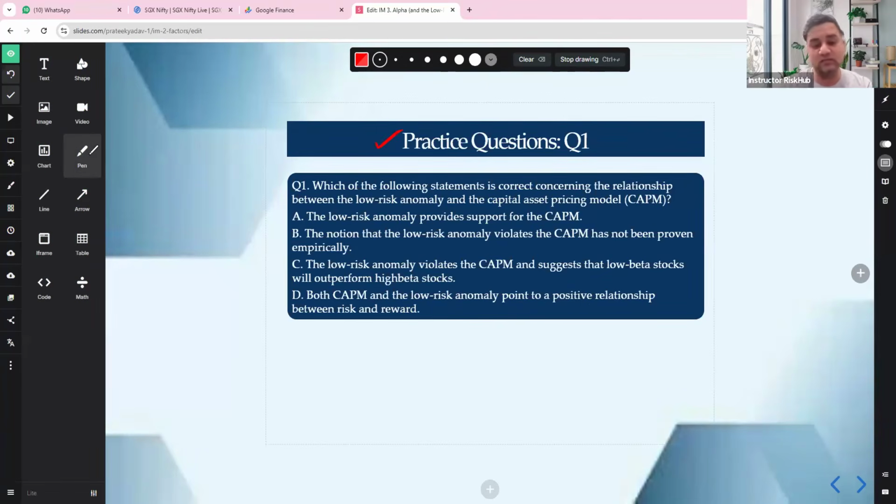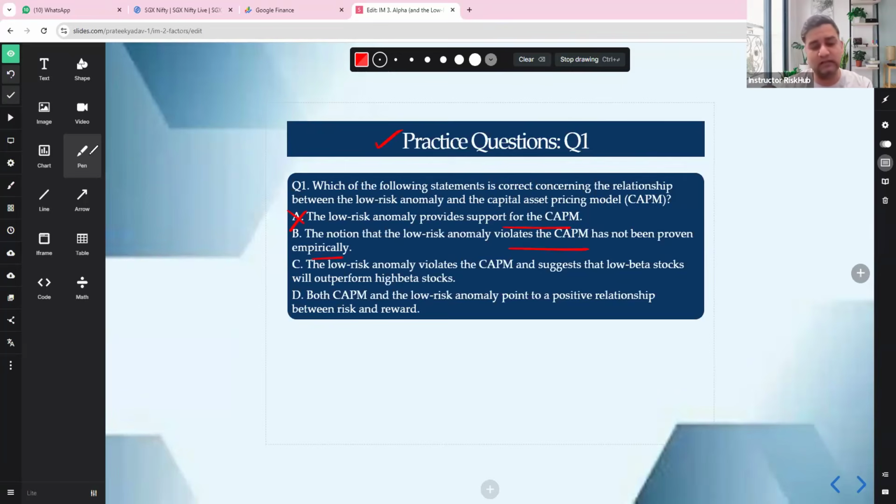If you look at the practice question, which of the following statements is correct concerning the relationship between the low risk anomaly and the CAPM model, right? So if you look carefully, right, the low risk anomaly provides support for the CAPM. No, not at all, right? The second one is the notion that the low risk anomaly violates the CAPM has not been proven empirically.